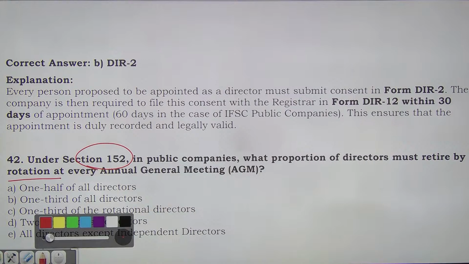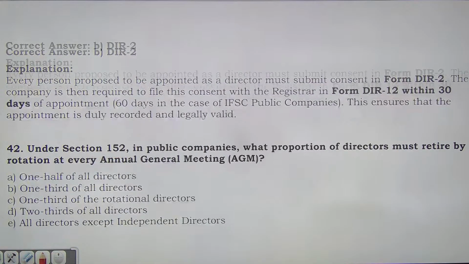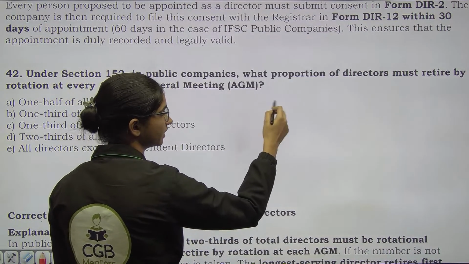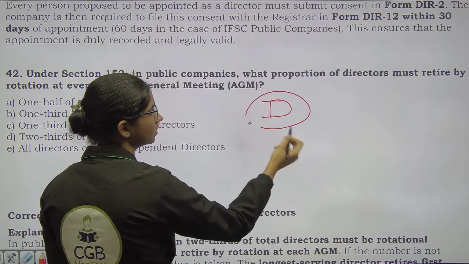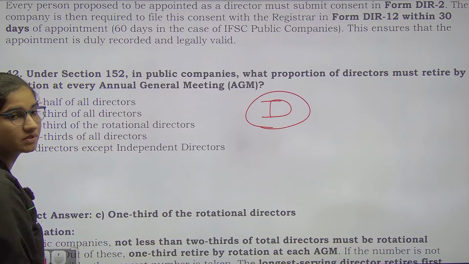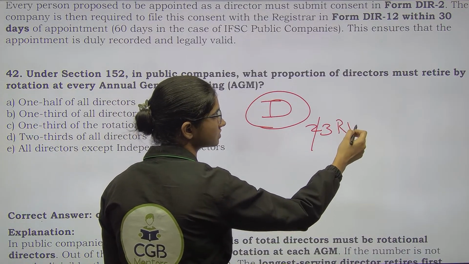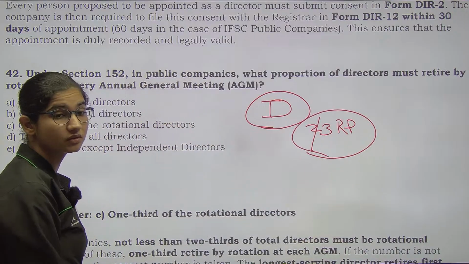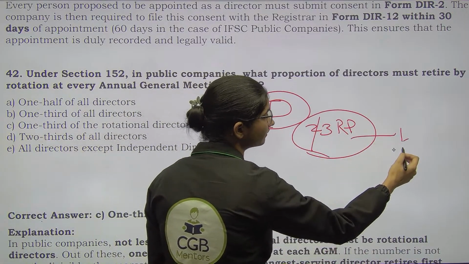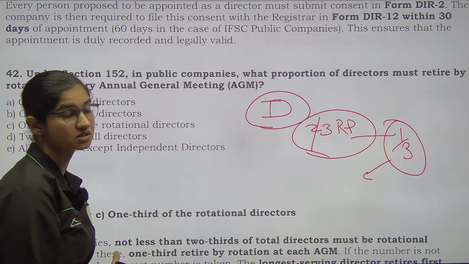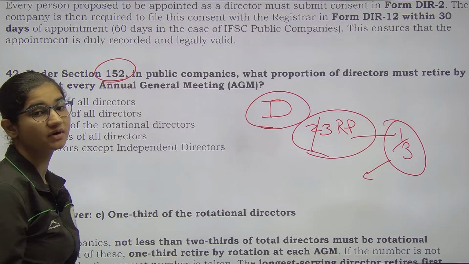See, the answer here will be option C. Option C is telling you 1/3 of the rotational directors. Okay, what happens is that in a company there will be a certain number of directors, and 2/3 of them will be the rotational directors. And of those 2/3 rotational directors, 1/3 will retire in every AGM. That is what this provision is trying to teach you according to Section 152.